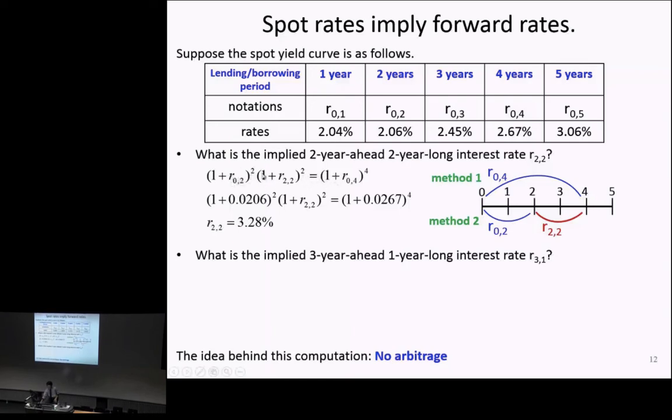We know the 2-year spot rate, that's 2.06%. We know the 4-year spot rate, that's 2.67%. The only interest rate we don't know is the 2 year ahead, 2 year long forward interest rate. So if we solve for this interest rate, it is equal to 3.28%. This is what I mean by forward rates should be implied by the other spot rates.